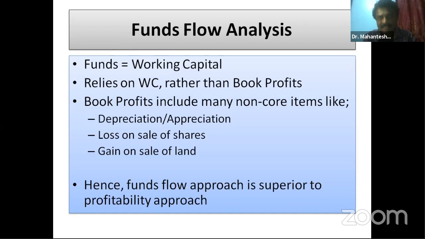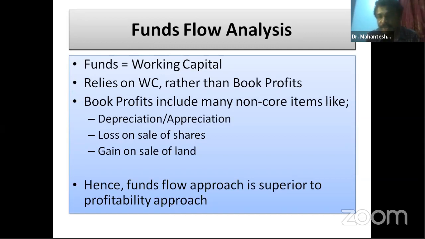Actually, let us understand the meaning of this funds flow analysis first. In cash flow analysis, cash means only cash. Funds mean the total working capital, and working capital includes the current assets and the current liabilities. Working capital is the capital which is used for the short term, for the routine activities of the organization. That is what we mean by working capital. And working capital includes total of current assets and total of current liabilities.